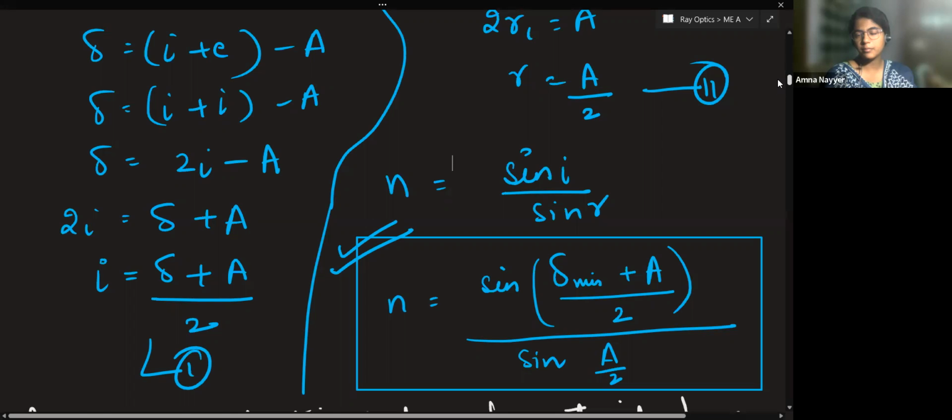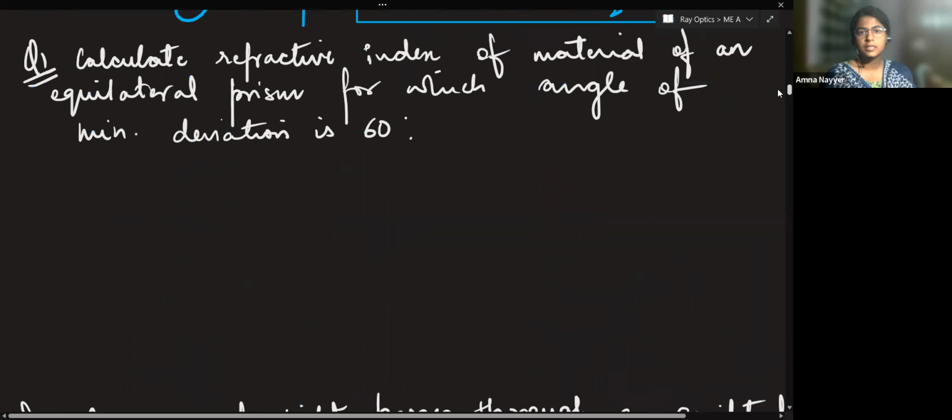Okay, let's practice some numericals on this. Calculate the refractive index of the material of an equilateral prism for which the angle of minimum deviation is 60 degrees. Equilateral prism means A is 60 degrees and delta minimum is also 60 degrees. Refractive index you have to find out.